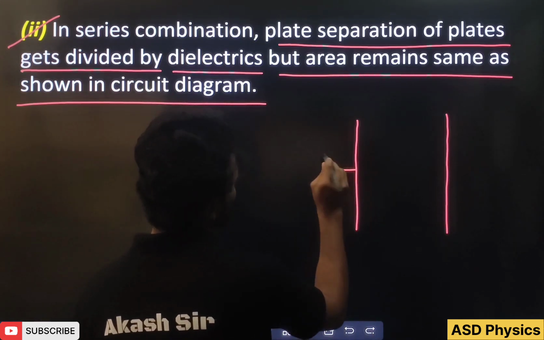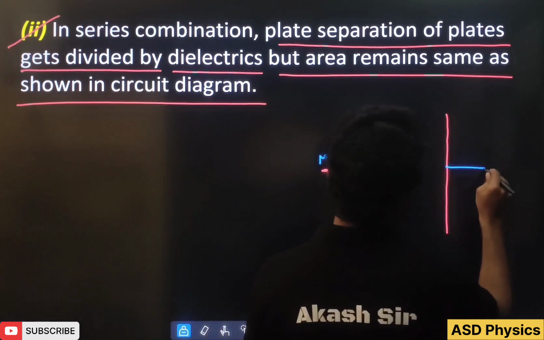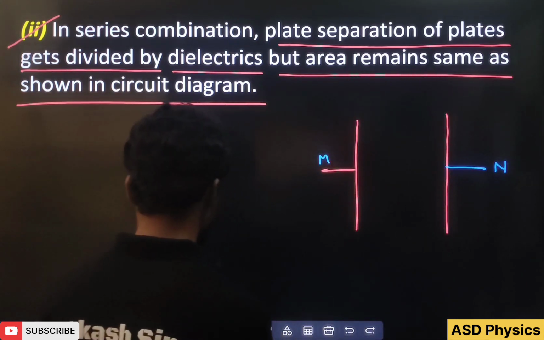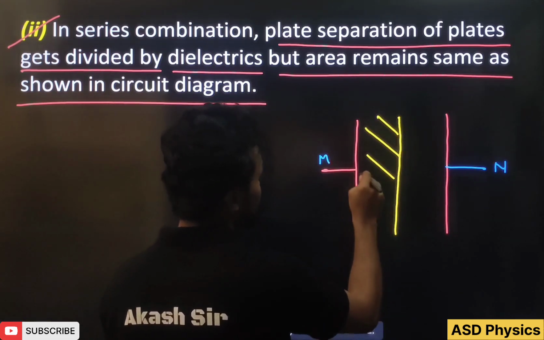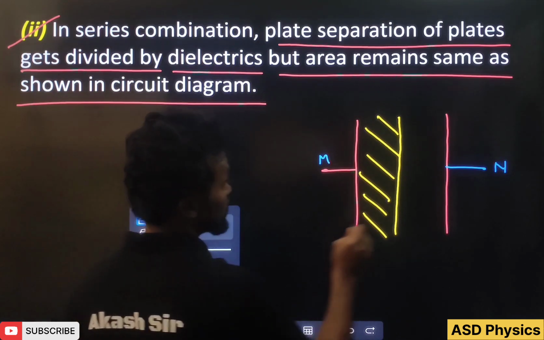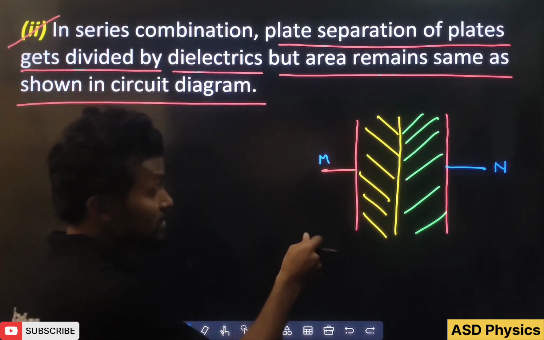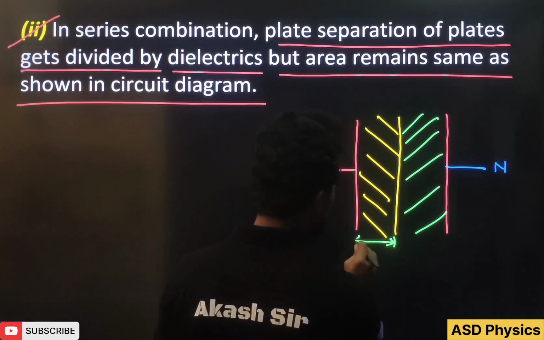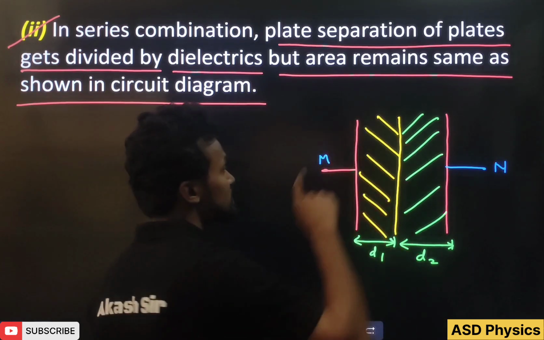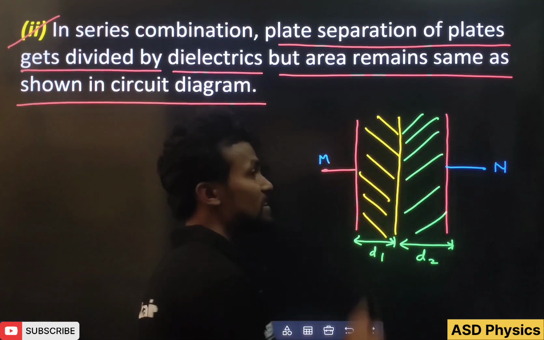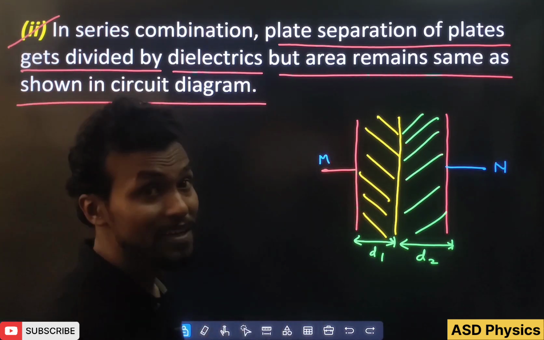So let's take the terminals as M and N. Here I have put the dielectric on this side, and this side also I put a dielectric. So the statement says that only the distance between the plates will be divided. Let's take this as D1 and this as D2. But this dielectric has area A, and this dielectric also has area A. And both of them are connected in series.